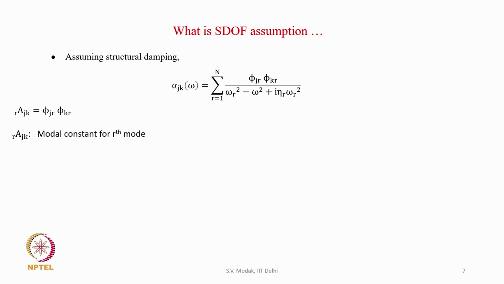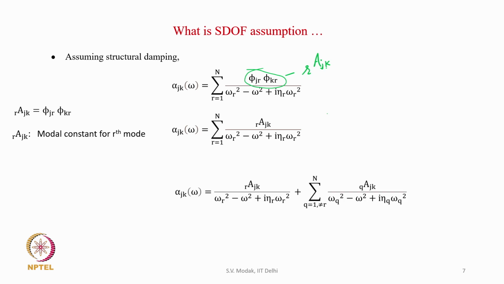Let us also define what is called the modal constant. The numerator, which is the product of phi jr and phi kr, we are defining as the modal constant. We designate it as rAjk, the modal constant of the rth mode with respect to the FRF alpha jk. With this change, the numerator in the FRF expression is rAjk. If we are focusing our attention on the rth mode, then we can rewrite the FRF expression by separating the contribution of the rth mode and the contribution of all the remaining modes.